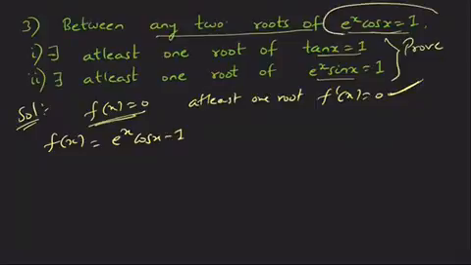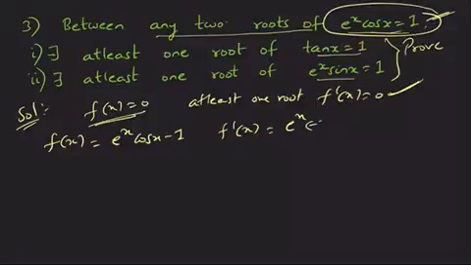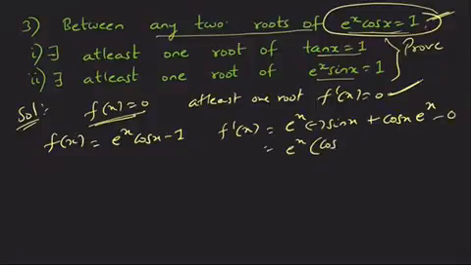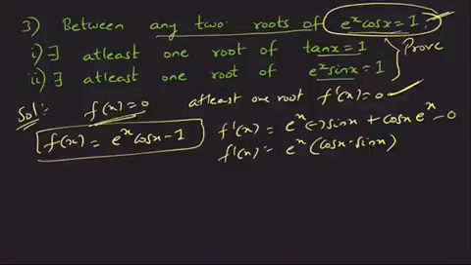Since this is the given function, now I would differentiate this. I would get e power x into cos x derivative, which is minus sin x, plus cos x into derivative of e power x, which is e power x, and minus derivative of 1 is 0. So this is nothing but e power x into cos x minus sin x. So I know that between any two roots of this function, I will always have at least one root of this derivative, and the root of this function is nothing but the root of tan x equals 1.